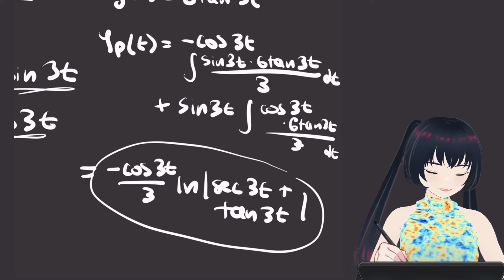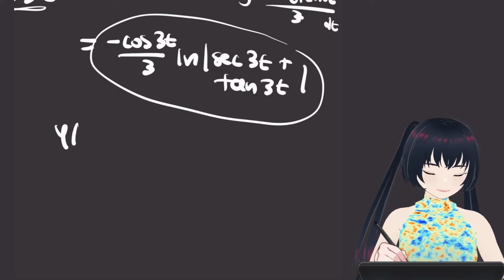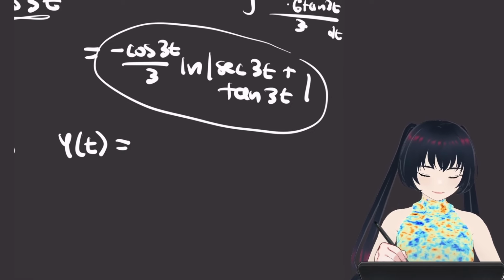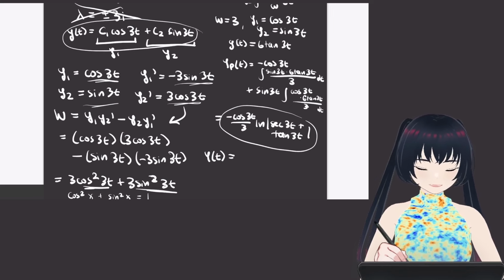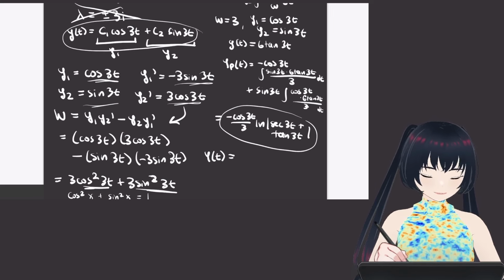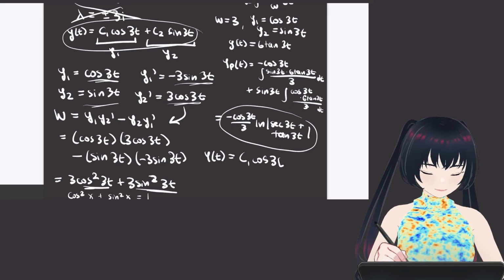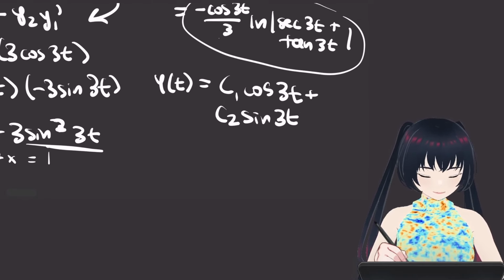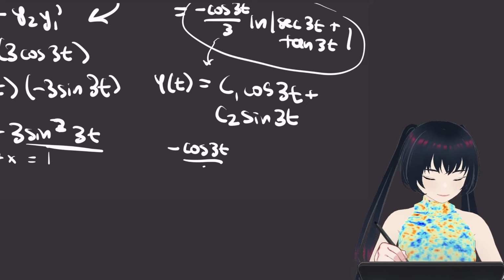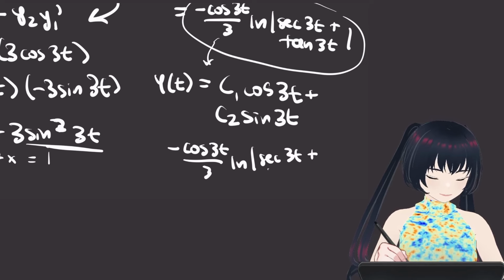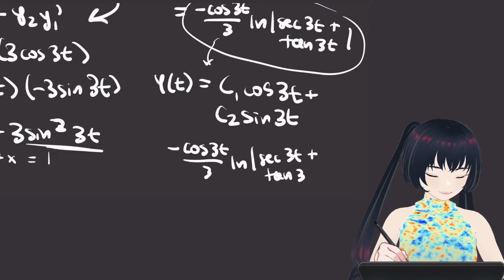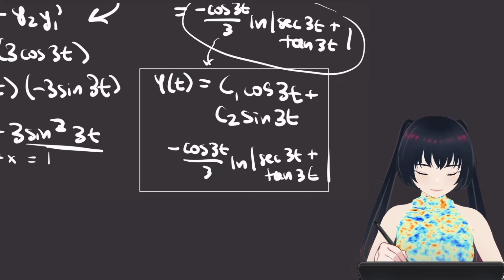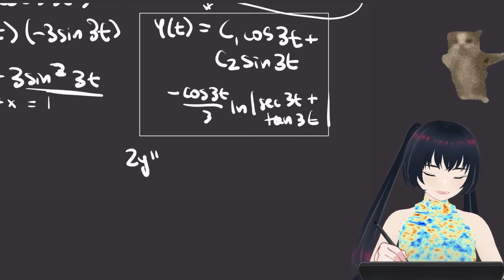Now, after this, do you remember what we have to do next? Well, there's not much more to add to it. All we need to do is sum up the homogeneous solution with this particular solution here. So, if we go back, we know that the original homogeneous solution was C1 cosine 3t plus C2 sine 3t. And after that, we just need to add this to the end. Negative cosine 3t over 3, natural log of the absolute value of secant 3t plus tangent 3t. And all together, that is the final solution to the ODE 2y double prime plus 18y is equal to 6 tangent 3t.